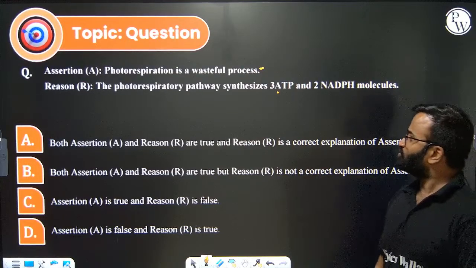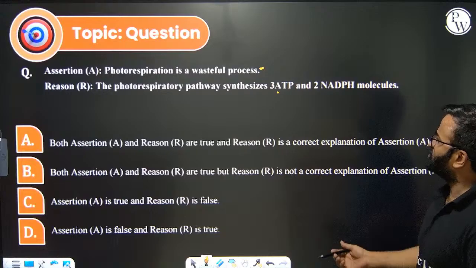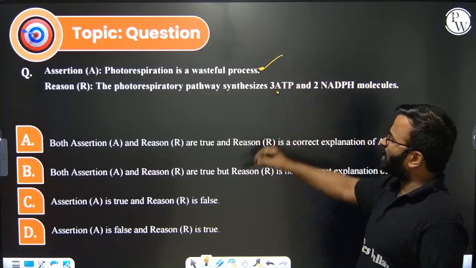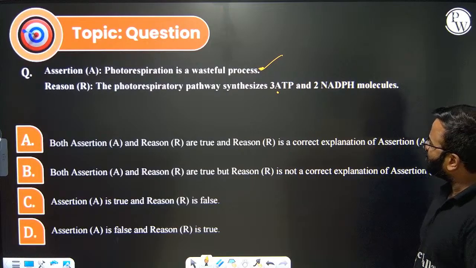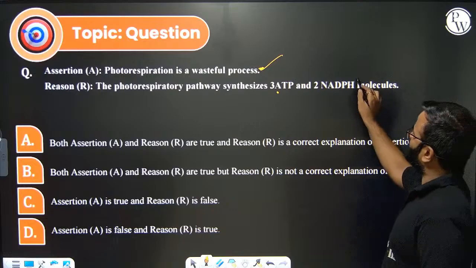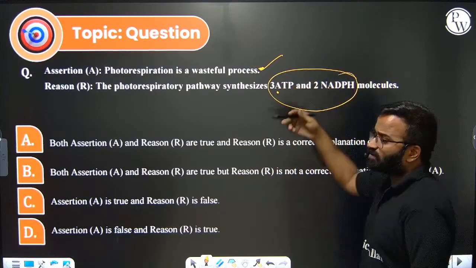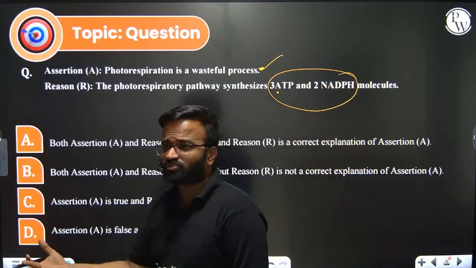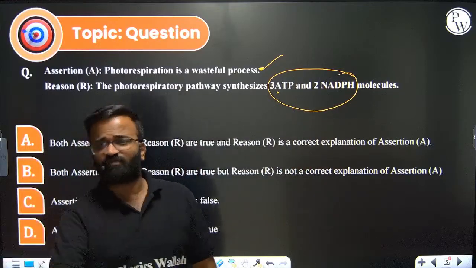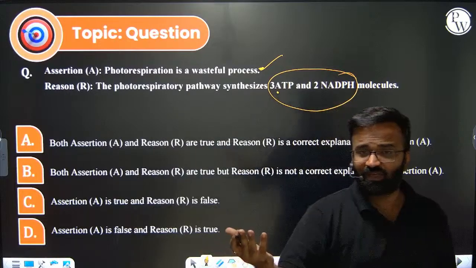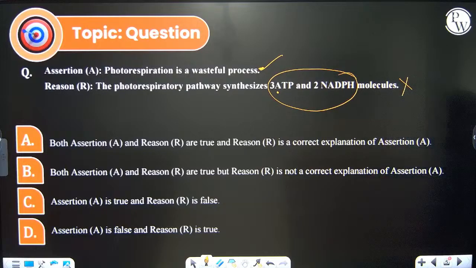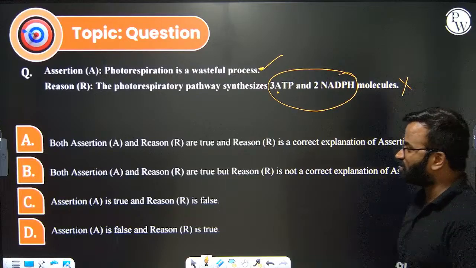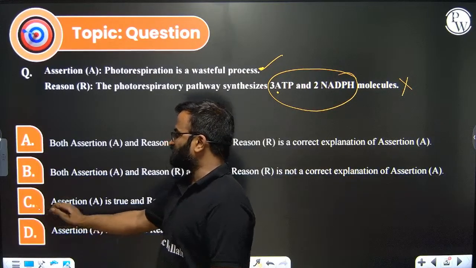Next, photorespiration is a wasteful process, which is true as a statement. The photorespiratory pathway synthesizes 3 ATP and 2 NADPH. If it is synthesizing 3 ATP and 2 NADPH, why on earth would I call it a wasteful process? Are you with me, guys? So the reason as a statement is wrong. So which would be your answer? C would be your answer.